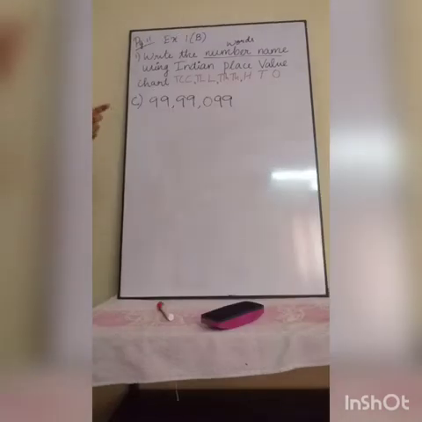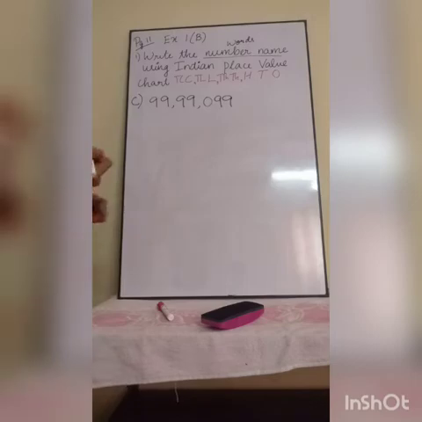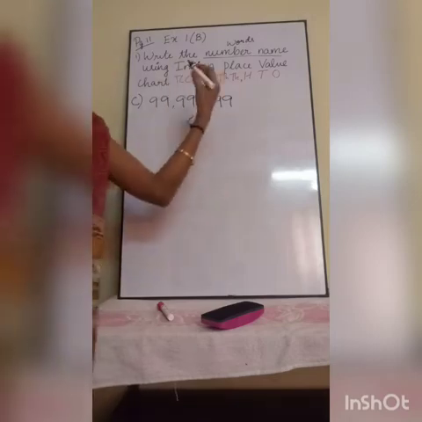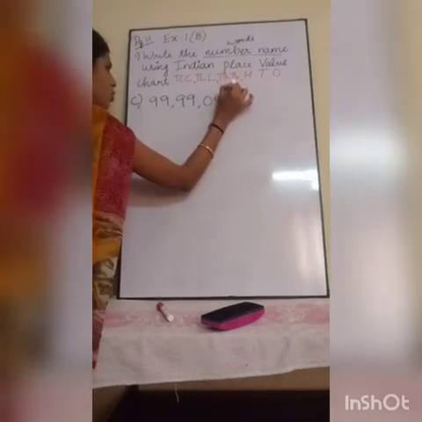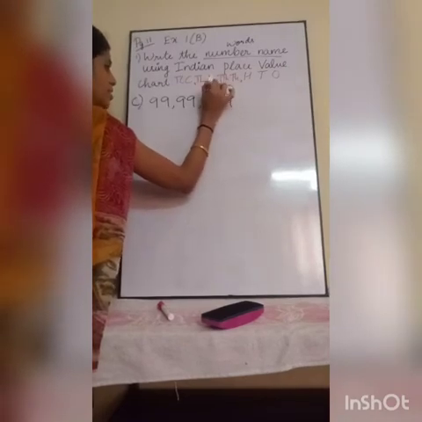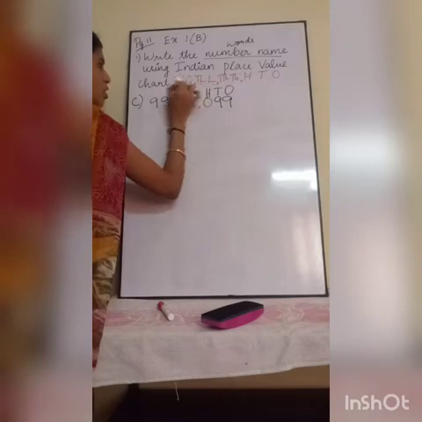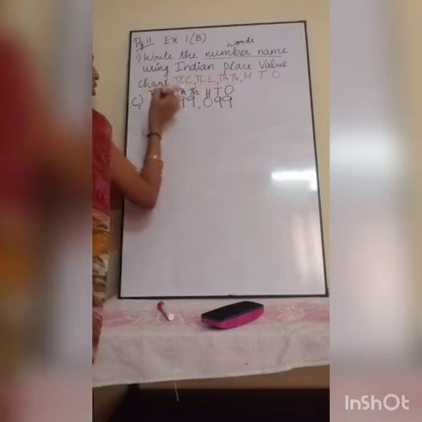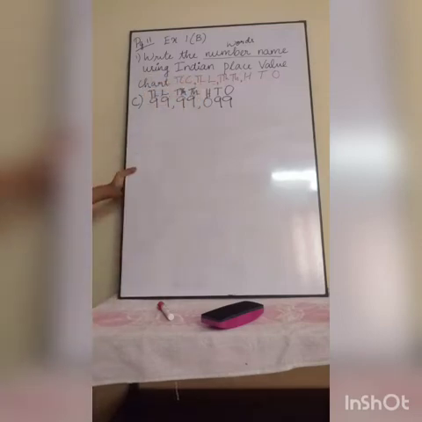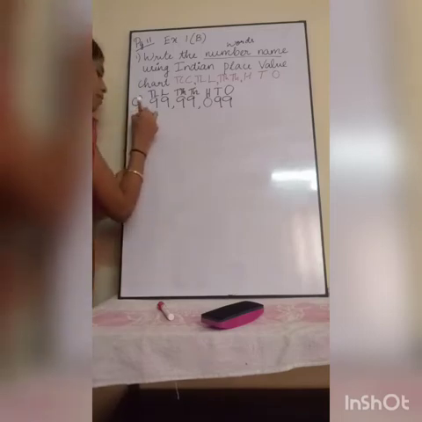Understood? I am going to do the C question. Your D, E and F questions are your homework. Now we have to start from the right side, so I am writing the place values: ones, tens, hundreds, thousand, 10,000, lakh, 10 lakh. Now I am going to write the number name for this question. So how do you write the number name?